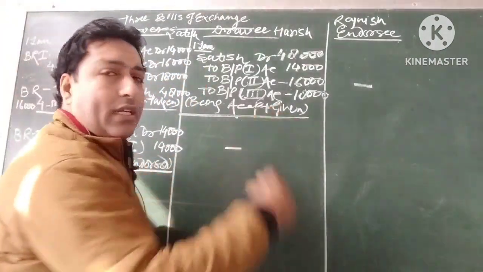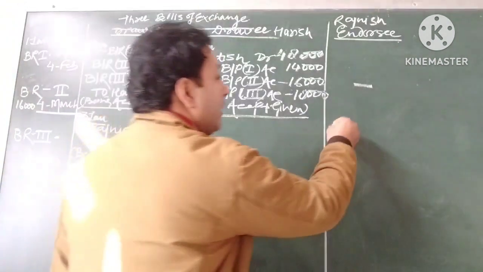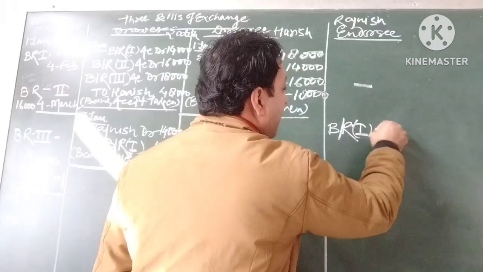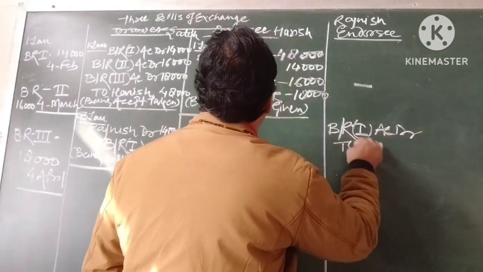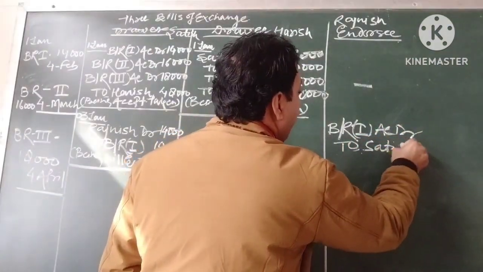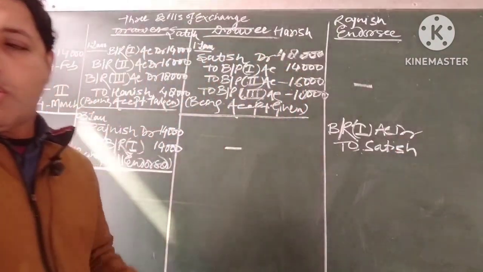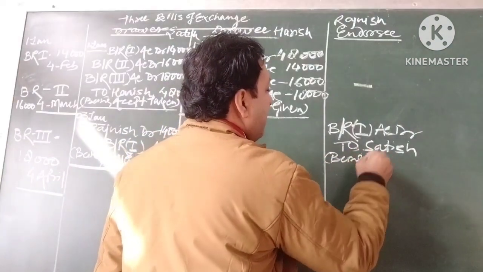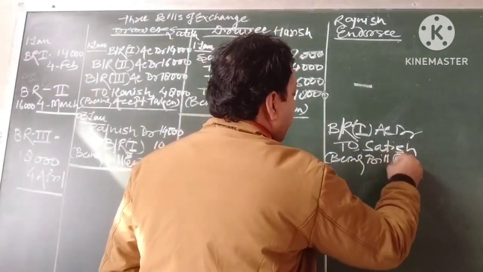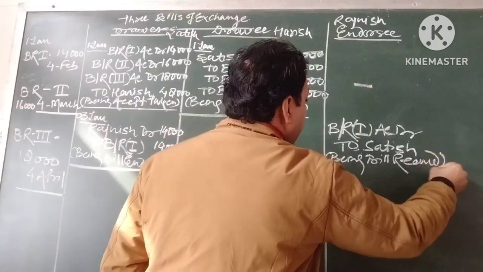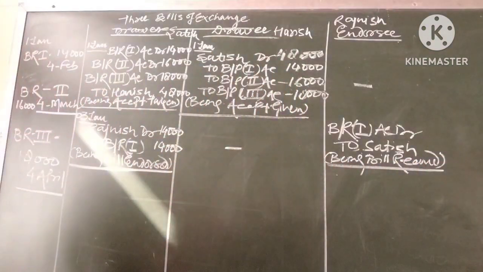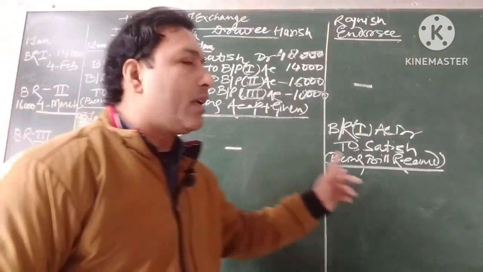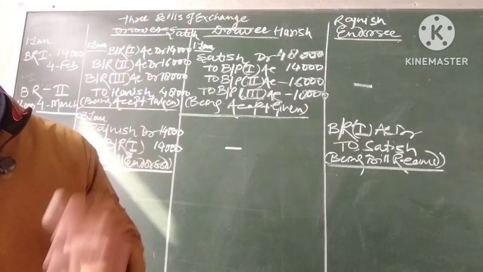Next, the endorsee. In the books of the endorsee, what is the entry? He will receive the first bill. So, first bill account debit. And who has given it? Mr. Satish has given the first bill. So, being bill received from Mr. Satish. And here you have to write being bill endorsed, that is, the bill was transferred to Rajneesh. Is it clear?